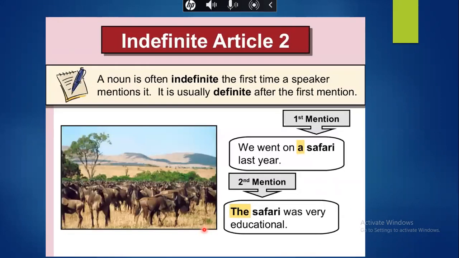The second condition is, a noun is often indefinite the first time a speaker mentions it. It usually becomes definite after the first mention. For example, we went on a safari last year. So here, when you use it for the first time, it is indefinite. But when you use it the second time in the same reference, then you have to use the, like the safari was very educational.